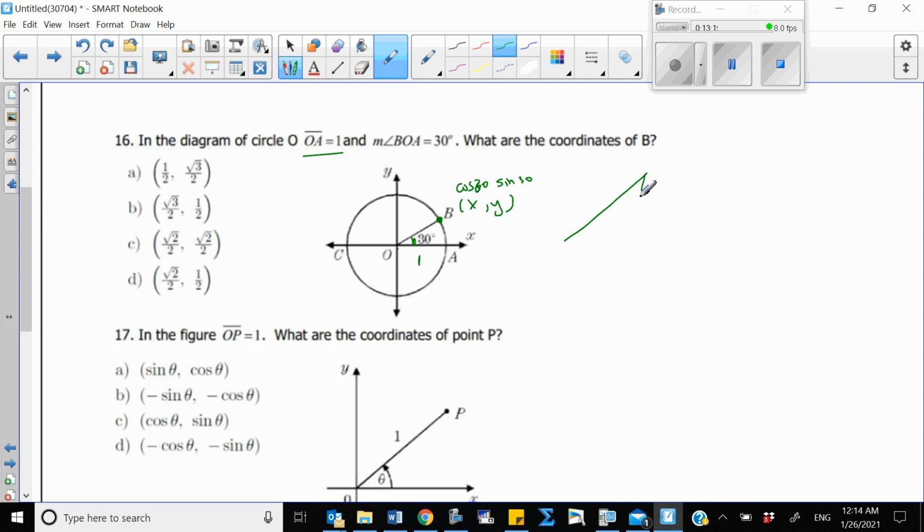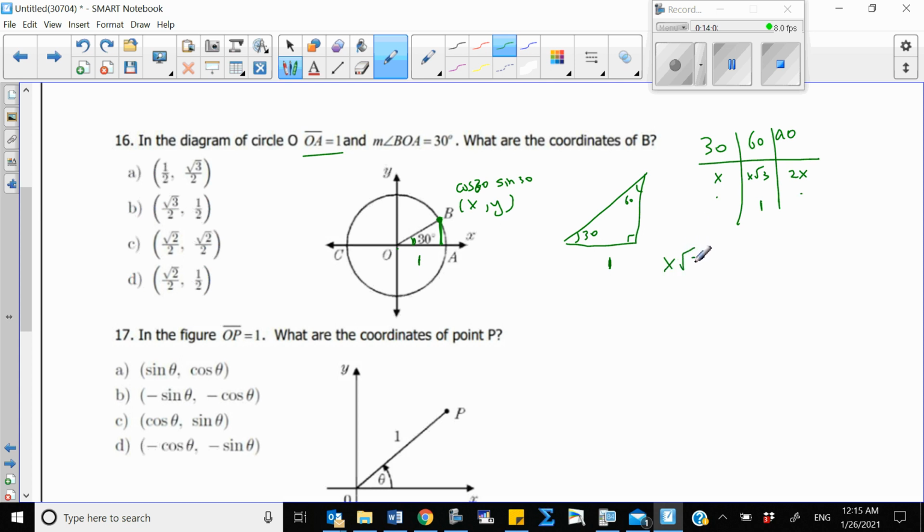I can easily find that because I can make a triangle here. I'm going to draw that here. 30, 90, and this one is 60. We have one side here, so we can easily find the other sides. On a special right triangle, 30, 60, 90, the ratio of the sides are x, x root 3, and 2x. The side which is opposite 60 is 1 in this case, so I can find the other two sides easily.